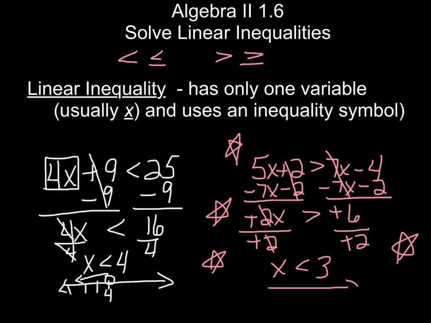So again, looking for a number line. I'm looking for the number 3. I'm looking for an open dot because it does not have the equal to symbol with it. And I'm looking for your arrow to go to the left.